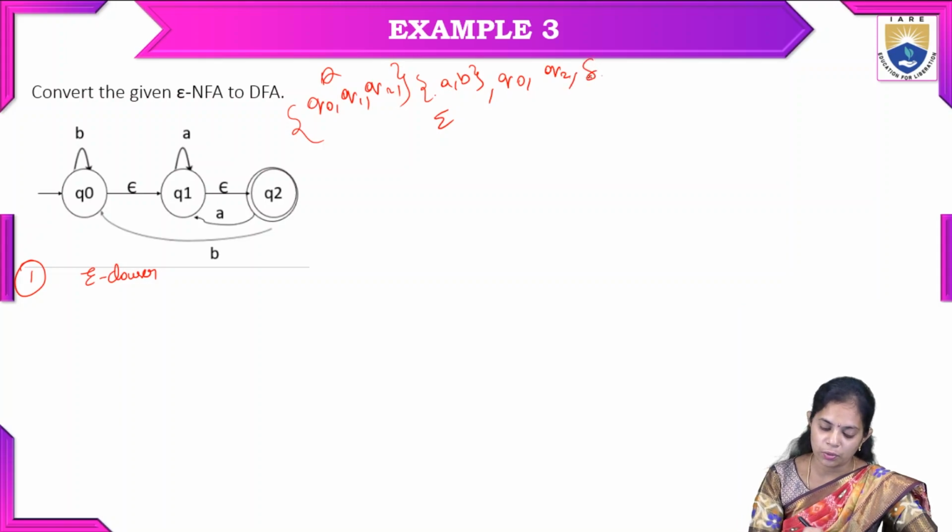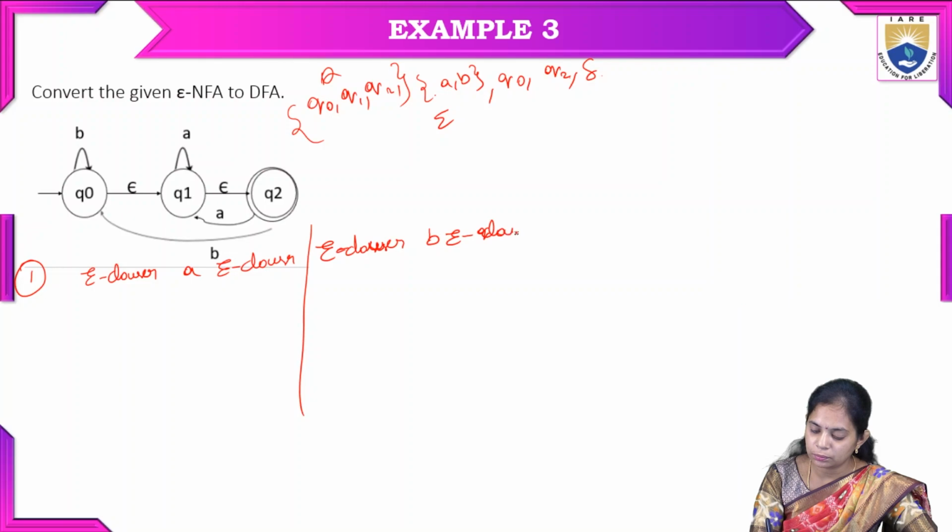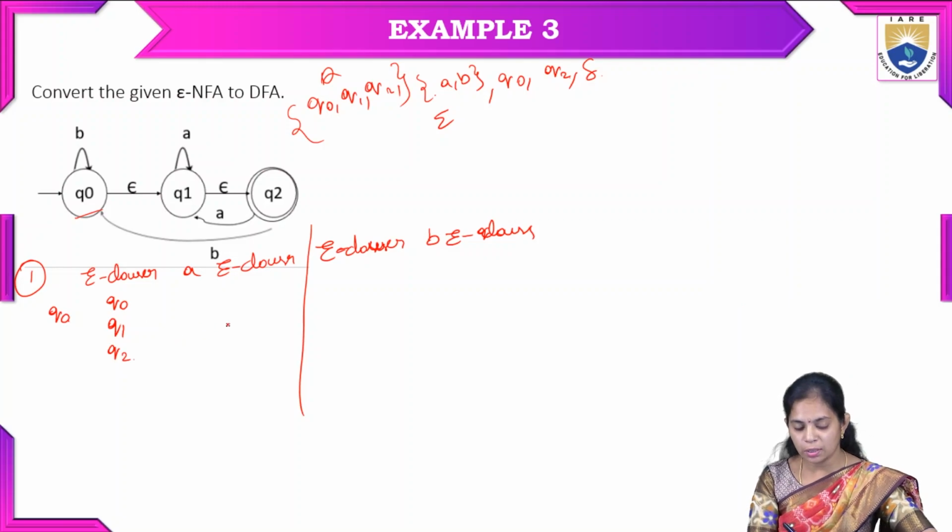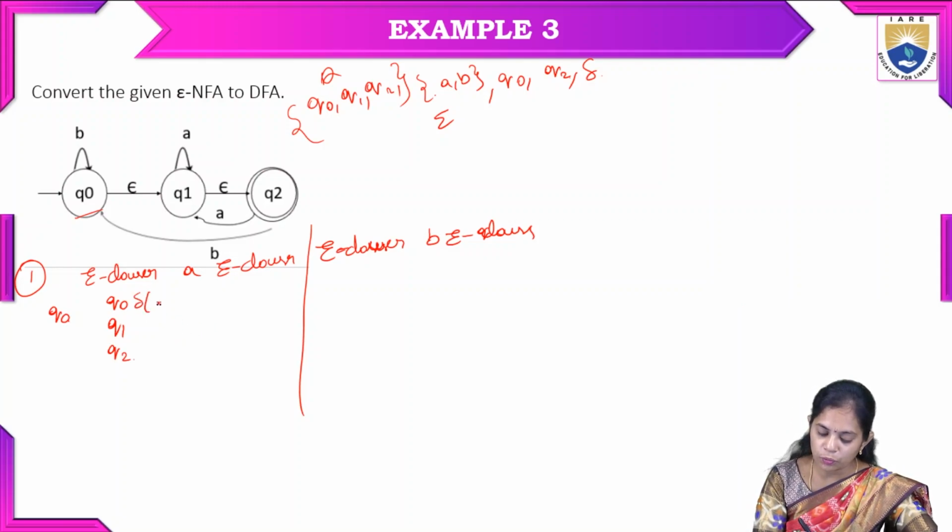Then we do the transitions. We need to find them for the two input values: epsilon closure of the transition on input a, and epsilon closure of the transition on input b. The first state is Q0. Q0 has epsilon transitions leading to Q1, and also to Q2. These are the two things, and then we find the transitions.